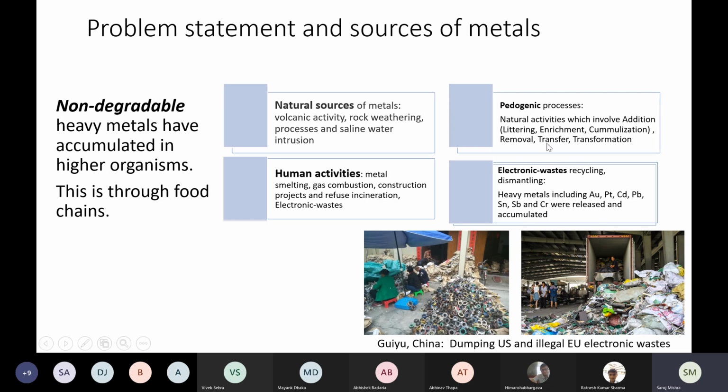Yeah, pedogenic activities are also man-made activities, but these activities also involve addition. For example, when people go across, there is a lot of littering that they carry out. It is not something related to industrialization, like the painting industry or mining activities. These are man-made activities, but nevertheless they are like littering, or you carry soil from one place to another, transfer it, or enrich certain areas, and soils are going to be enriched.